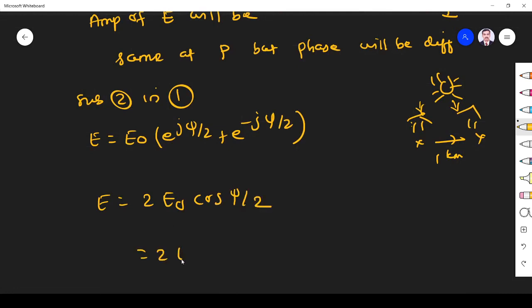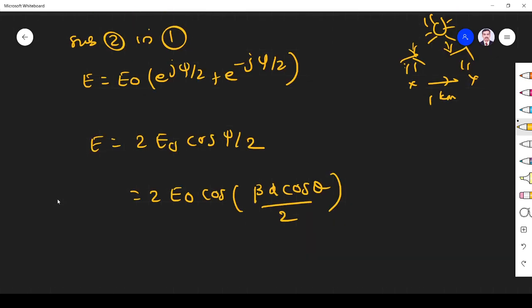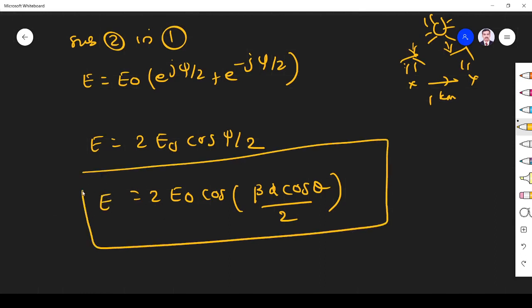We know psi is equal to beta d cos theta, right? So psi by 2 is beta d cos theta by 2. Psi we know, I will substitute the value of psi here. Right, this is the equation for electric field. This is the equation for electric field at the distant point due to two point sources, right? So this is a very important equation.